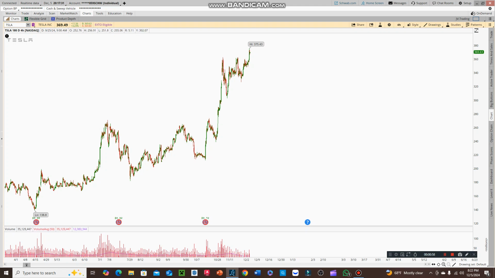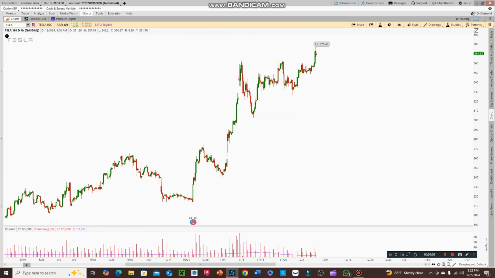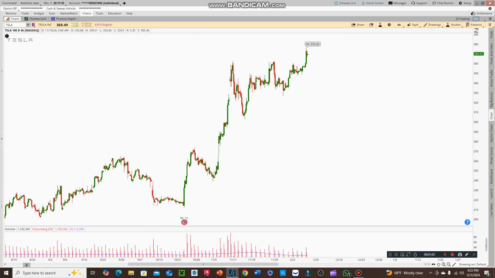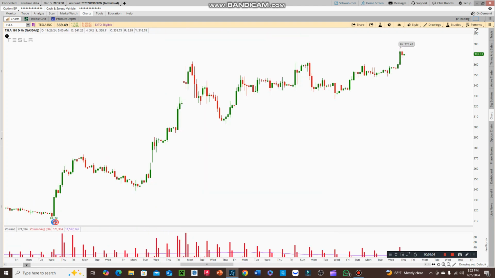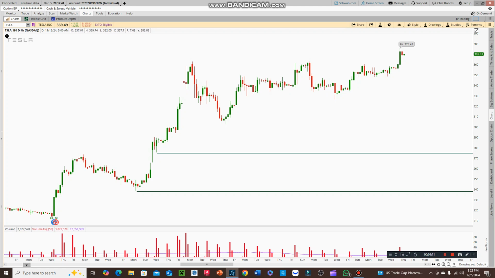The first thing I noticed on Tesla when I did my analysis on Tuesday was that we have levels here, we have levels here, and we have levels here. These levels are considered, in the trading world, a support line. Support is basically, think of it as the ground. Each time the stock reaches this certain price, we can see it gets bought back up.